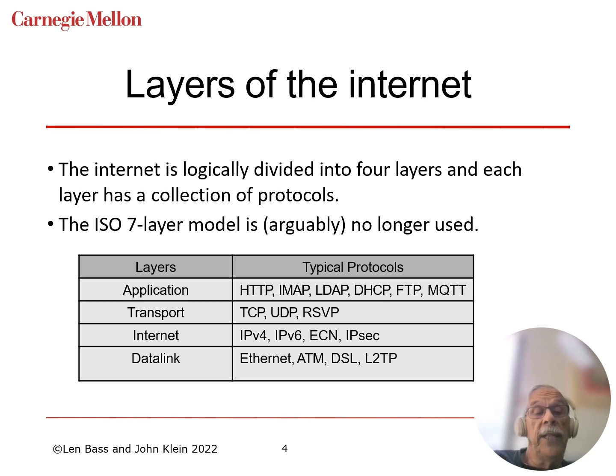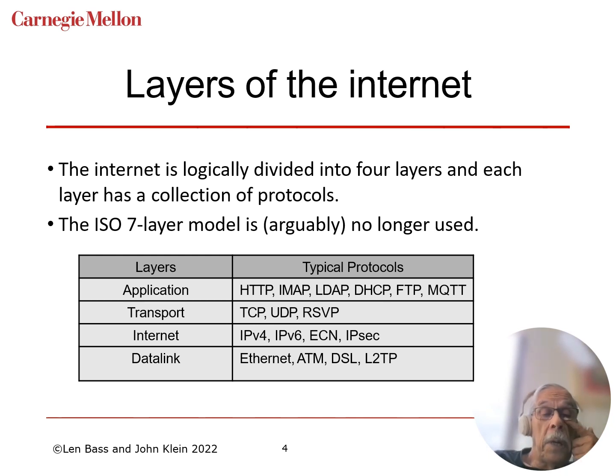So the network is logically divided into four layers, and each has a collection of protocols. There's something called the ISO 7-layer model, which is dated, and people will argue with this, but it's really not used. If you look at the layers and the protocols, you have the application layer, and some of these may be familiar to you. HTTP is an application level protocol. IMAP is used for email. LDAP is used to manage users, and so on.